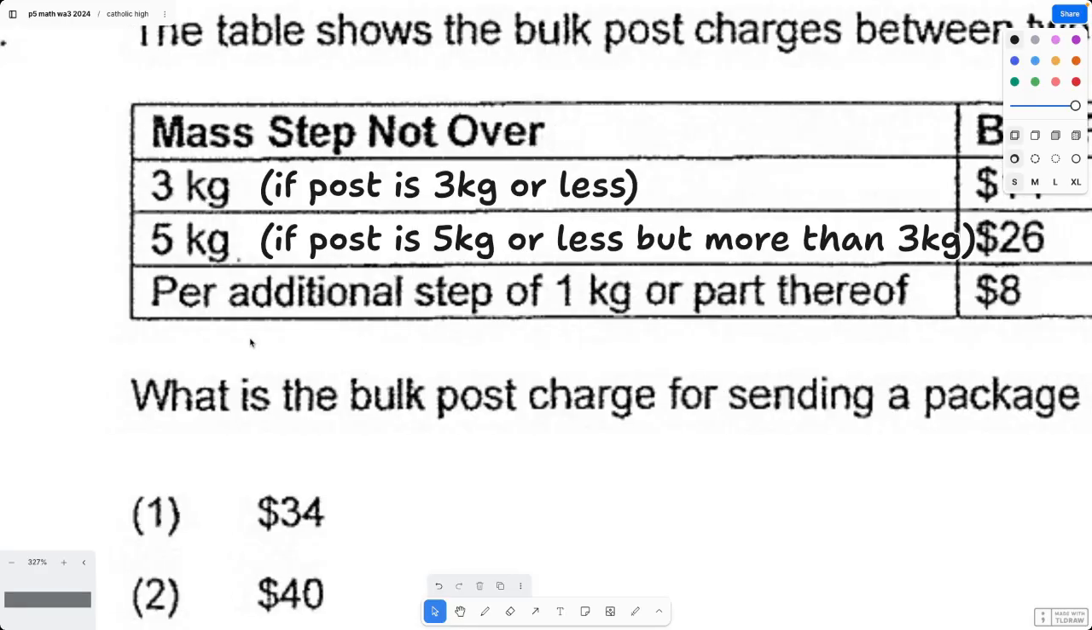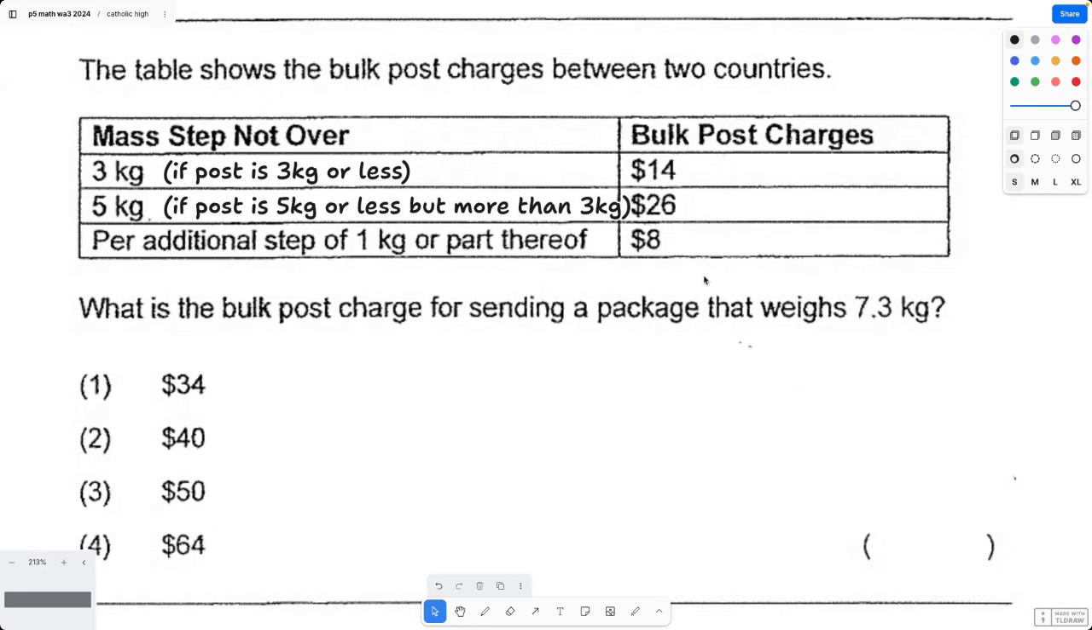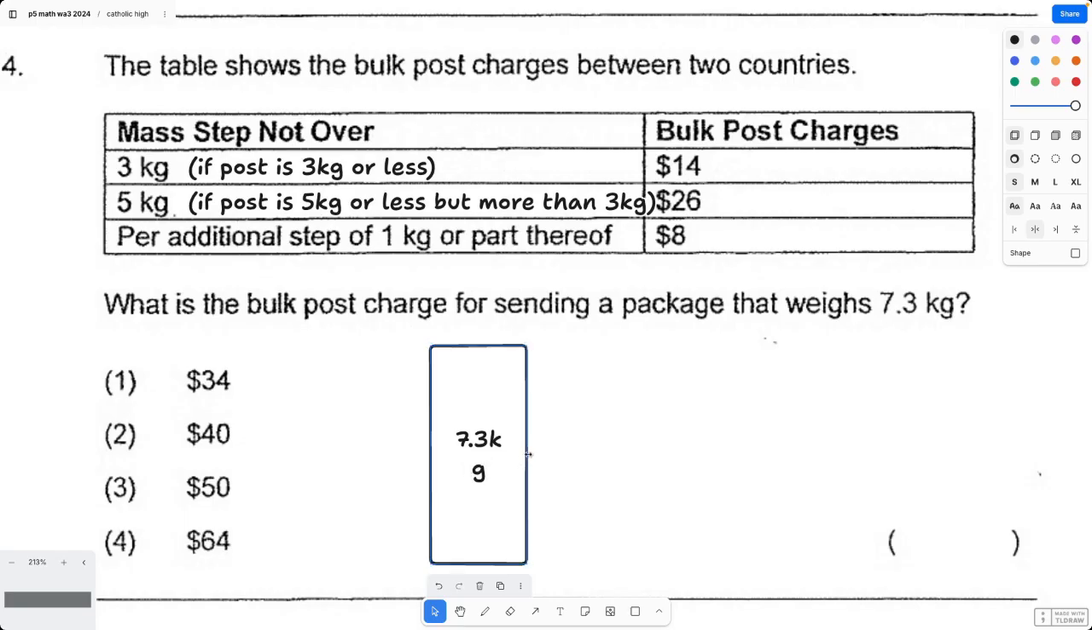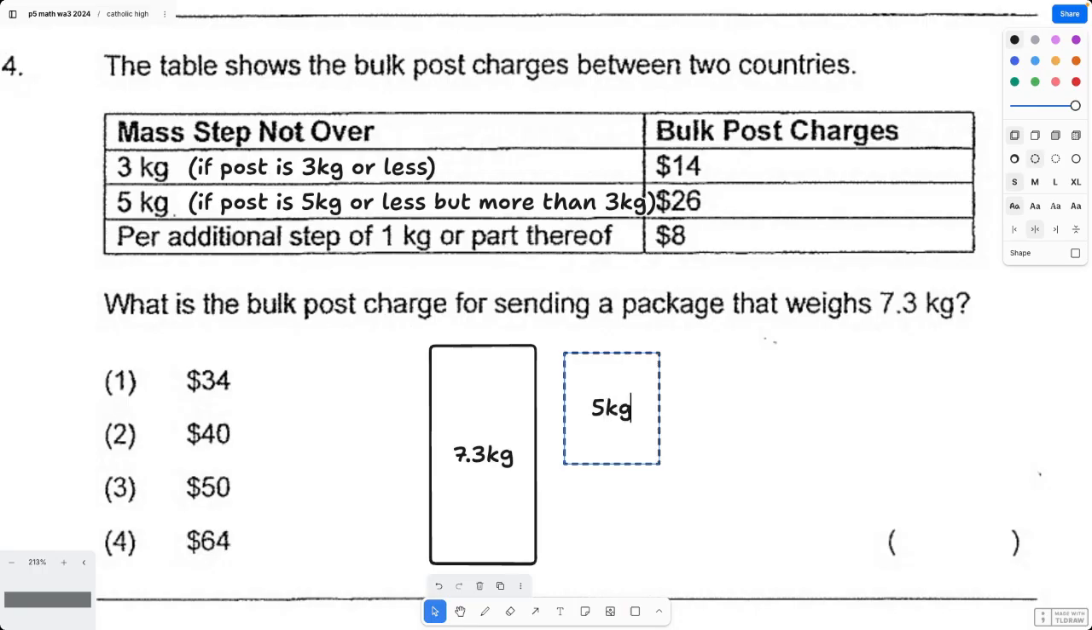Now we want to see how much is 7.3 kg. In this case, we're going to find the initial weight. It's actually more than 5 kg. If I draw a rectangle to make this easier to understand, 7.3 kg, first of all we need to have a 5 kg charge. So 5 kg will become $26.